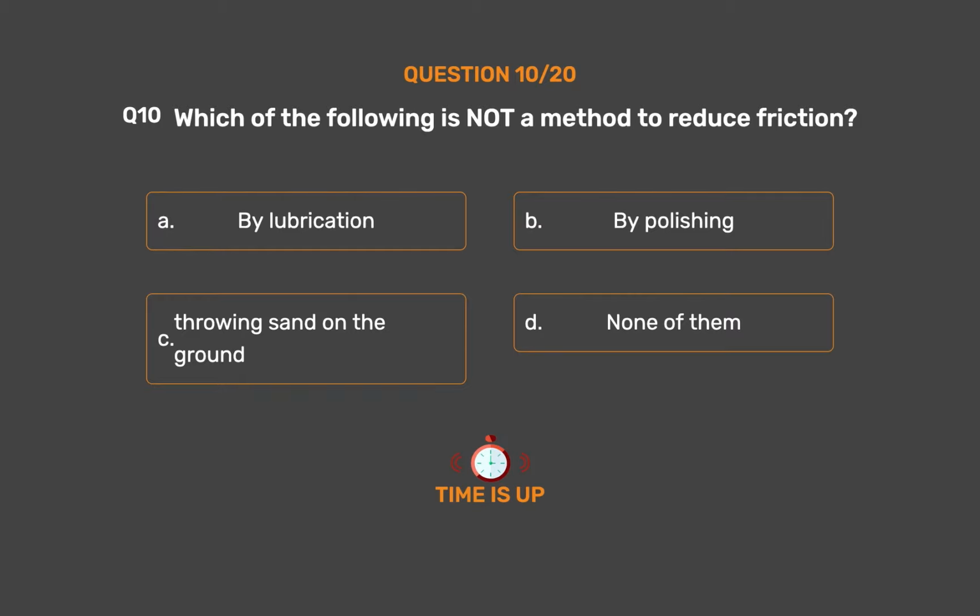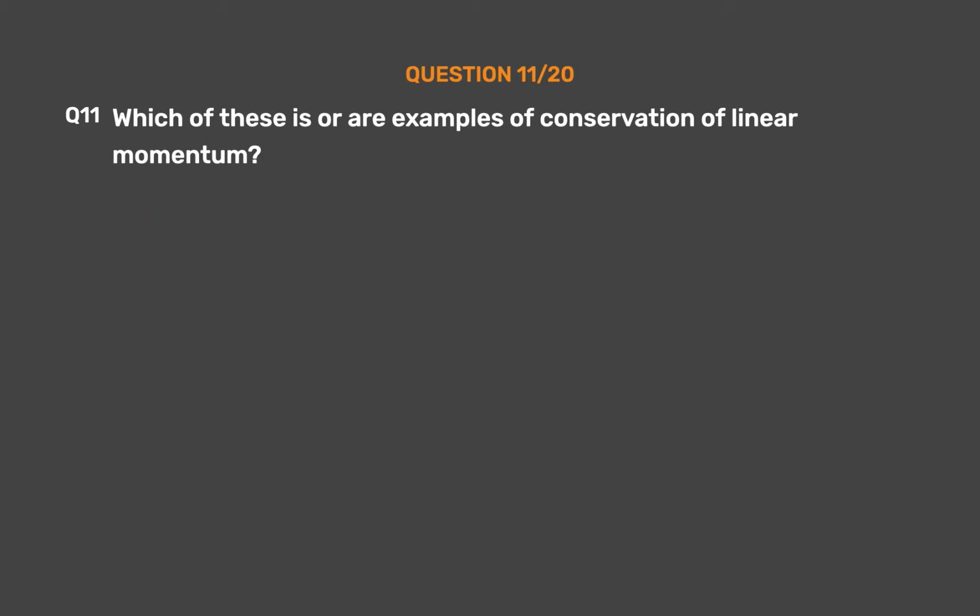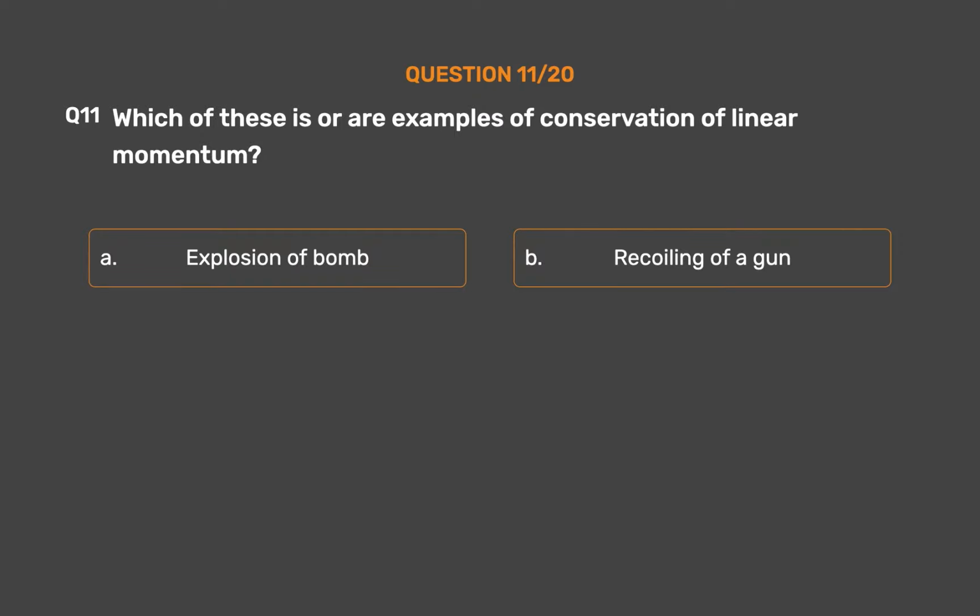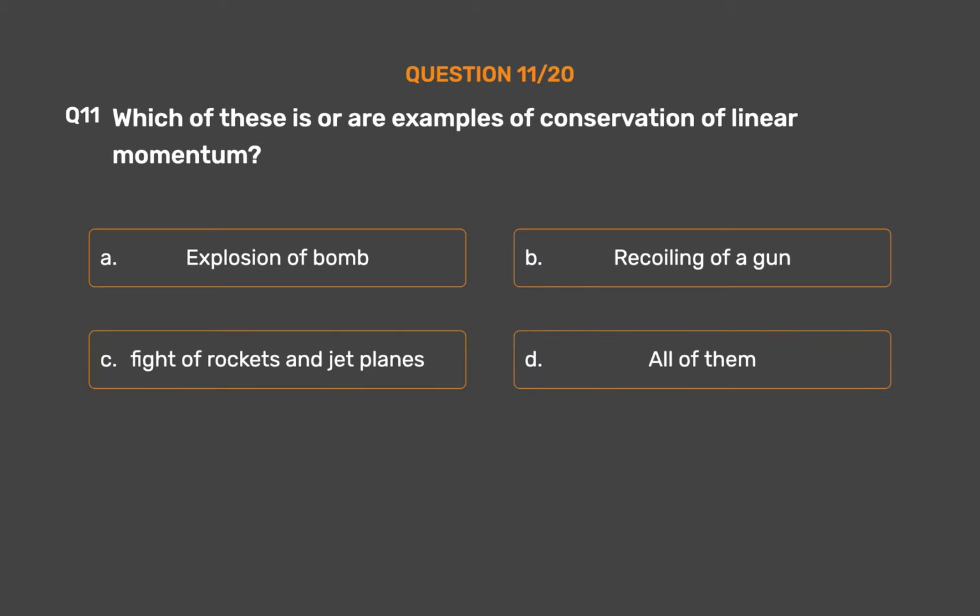The correct answer is option C. Throwing sand on the ground. Question number 11. Which of these is or are examples of conservation of linear momentum? Option A. Explosion of bomb. Option B. Recoiling of a gun. Option C. Flight of rockets and jet planes. Option D. All of them.